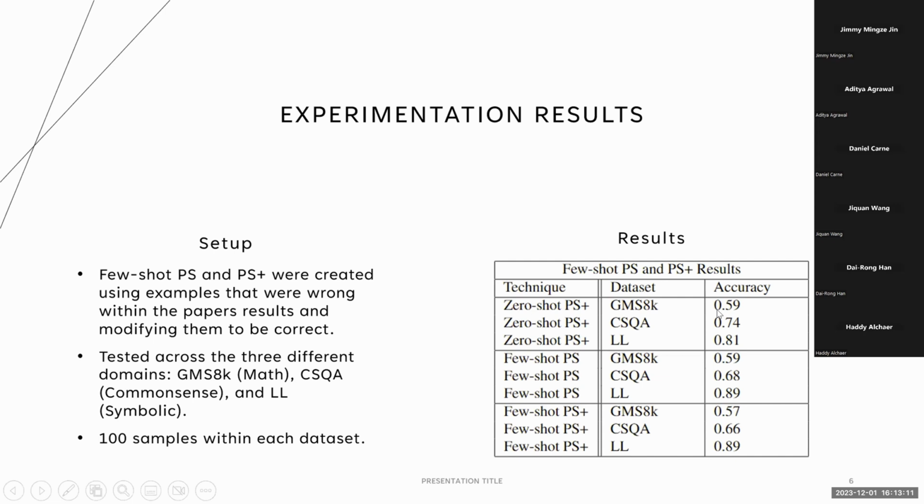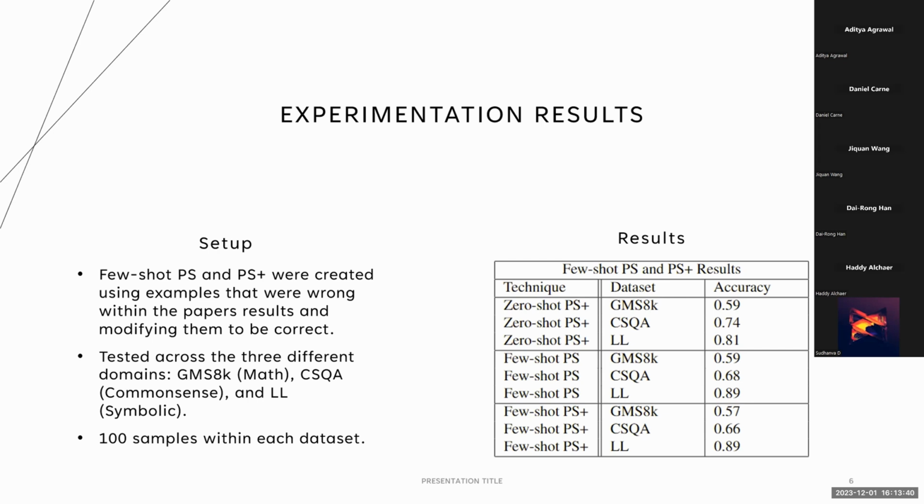As you can see, these are the results I had. The few shot plan and solve plus performs almost exactly like the zero shot plan and solve plus, with 59%, with few shot plan and solve plus actually doing worse. They do significantly worse in the common sense data set, which was an interesting result. As you can see, it's 74% for zero shot plan and solve plus, 68% for few shot plan and solve, and 66% for few shot plan and solve plus.